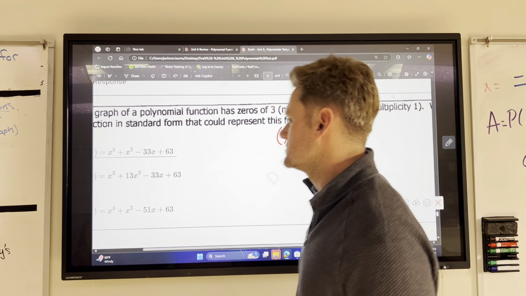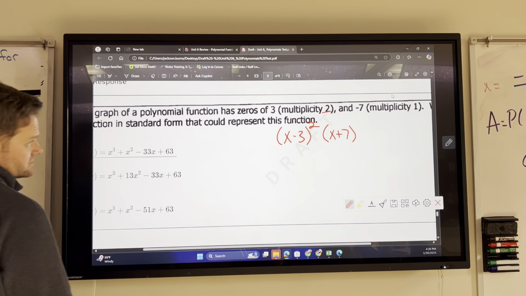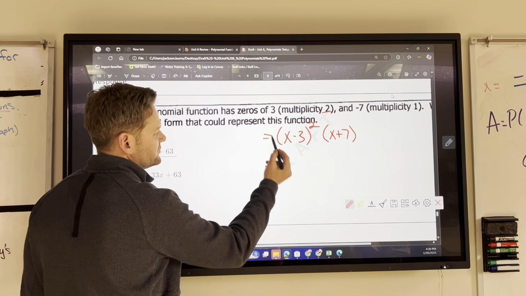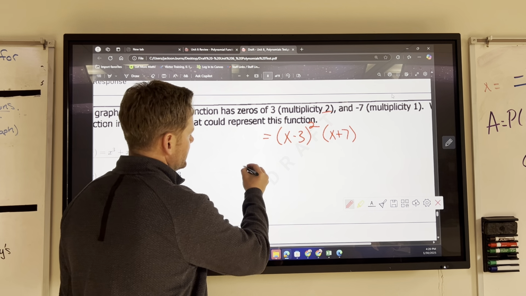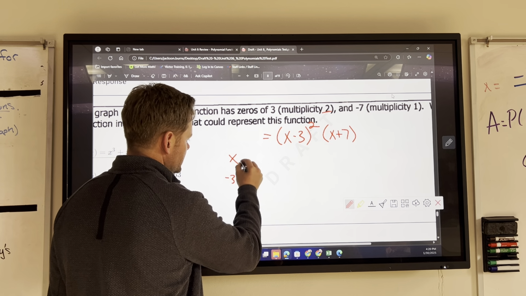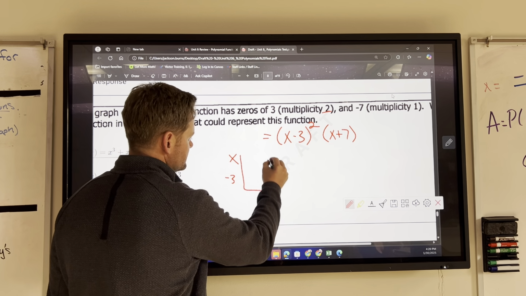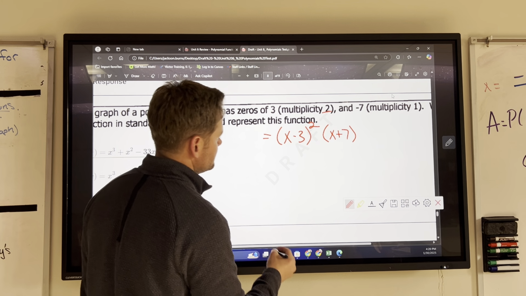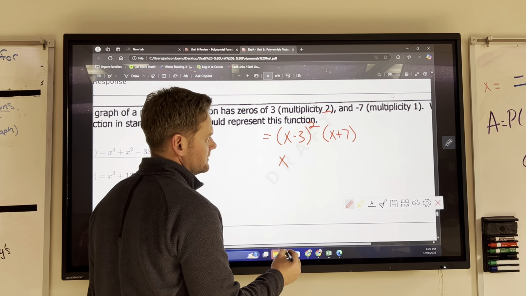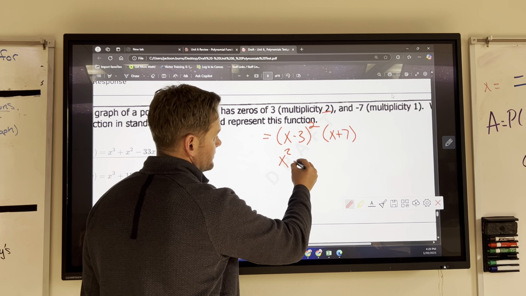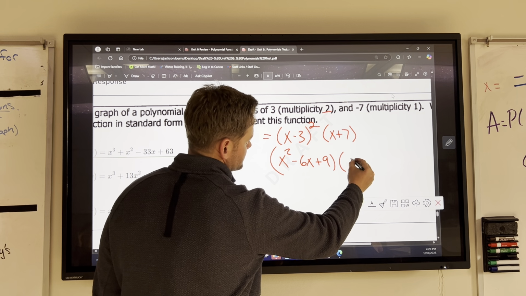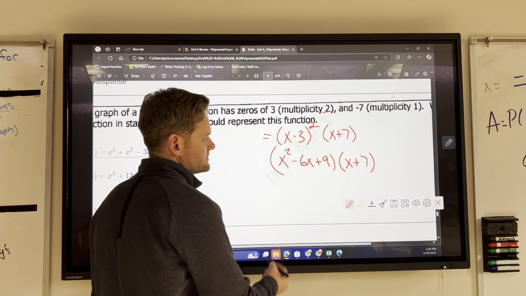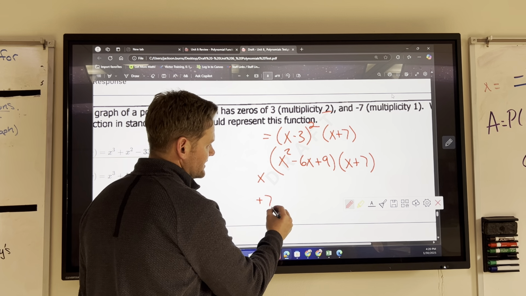So now I have these two binomials. All I have to do now is multiply everything out to get my answer. You could do this any way you want. You could do x minus 3 times x minus 3. You should know how to do a square. What is this going to be if it's x minus 3 squared? x squared minus 6x plus 9, times x plus 7. So now you really need to do your box.